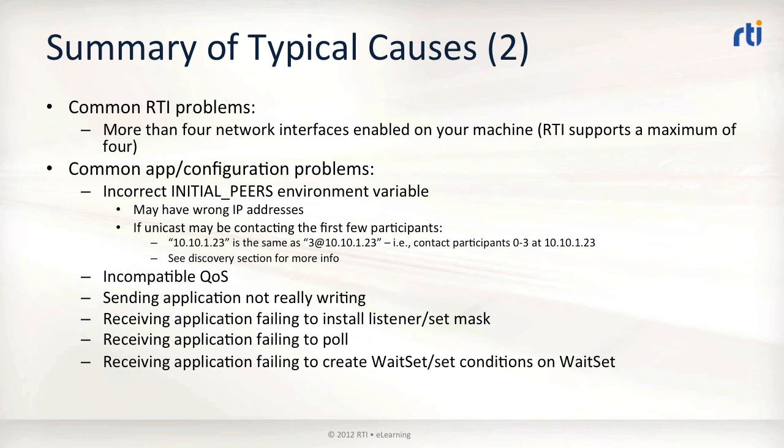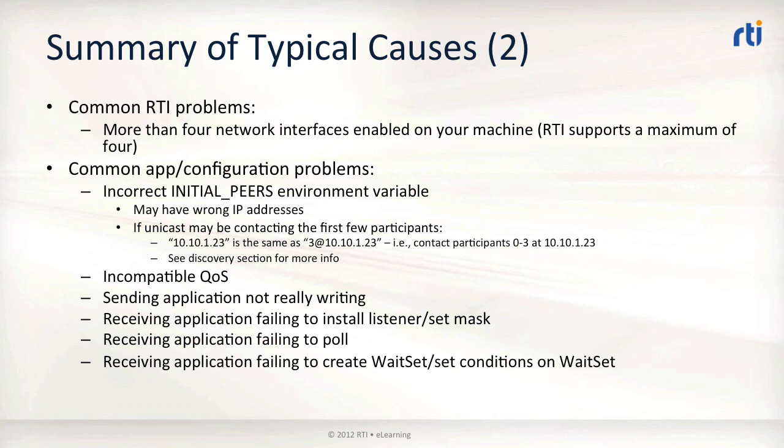But to reiterate some of what it describes, when your participant is sending announcements to a unicast address, by default, if you don't specify how many participants it should contact, it's only going to contact the participants at 0 through 3 on that remote machine. If you recall from the discovery section, the participant ID is used to calculate the port that it's contacting. For multicast, all participants can share the same port, but for unicast, they must open up a different port for each domain participant you create.